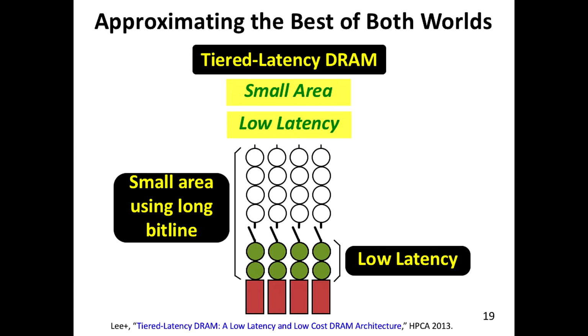We can make some subarrays like this, some subarrays big, big meaning long bit line, some subarrays short bit line. So you could actually add levels and levels of heterogeneity. But as you keep doing that, of course, your complexity also increases. So there's a clear trade-off between heterogeneity and complexity.